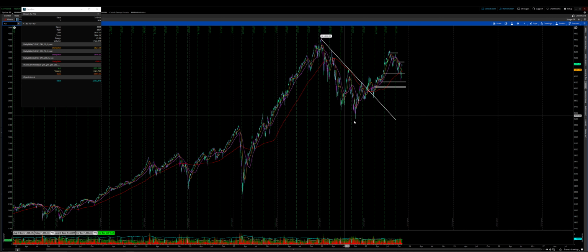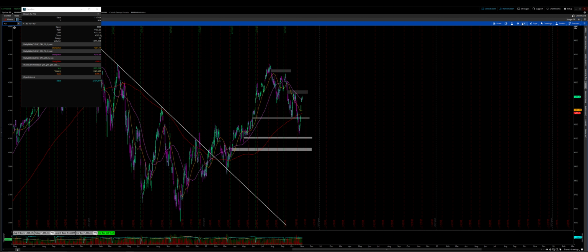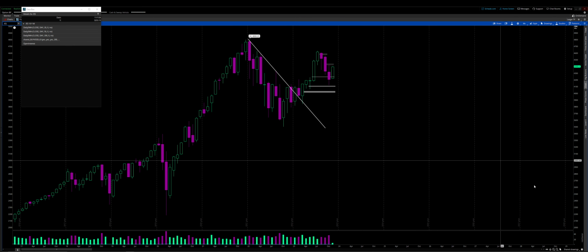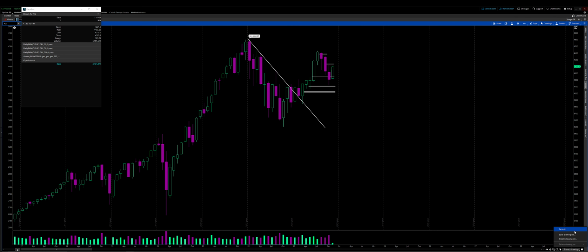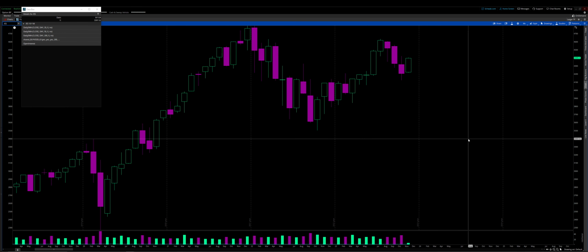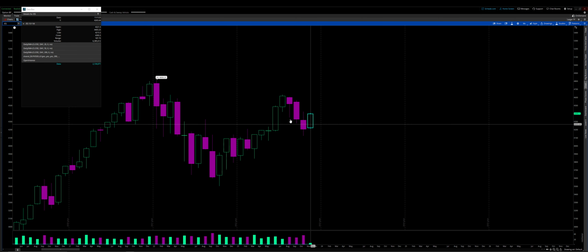So let's go ahead and look at the larger time frame. We'll look at our monthly, and it's not there. Why is it not there? Okay, monthly. For some reason, everything's gone from this whole rollover. It's kind of annoying.